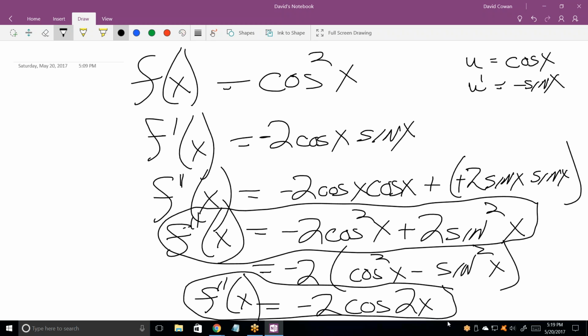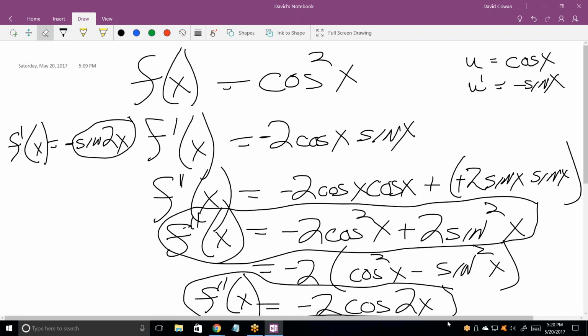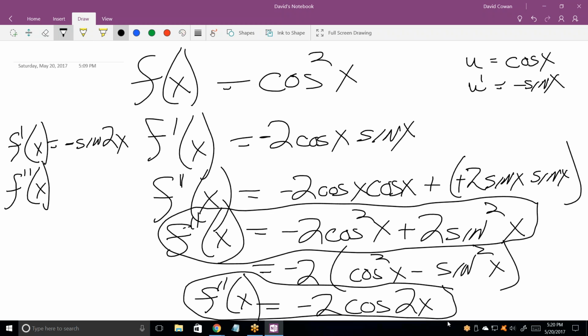Now, if I go back here to this step and I realize that f prime of x is the same as minus sine of 2x. The double angle formula for sine is 2 sine cosine. So this probably is a little easier to take the derivative. If I want to take the derivative of this, I'm going to take the derivative of the outside, which is minus cosine 2x, times the derivative of the inside, which is 2. So I get that much quicker. Notice that that agrees with that.